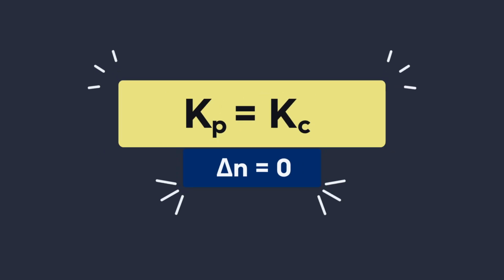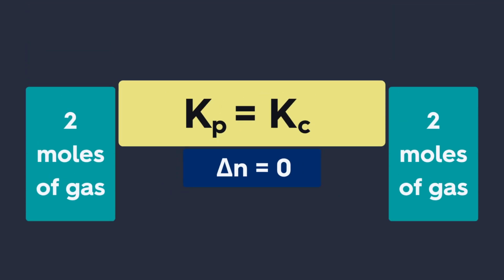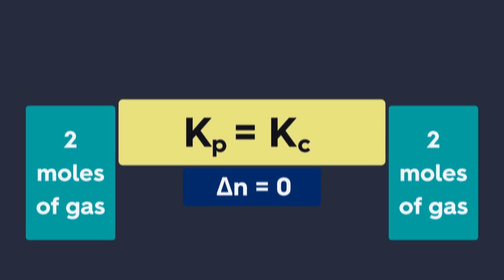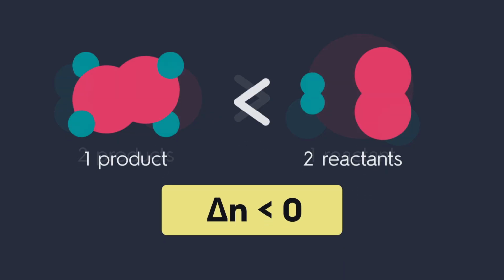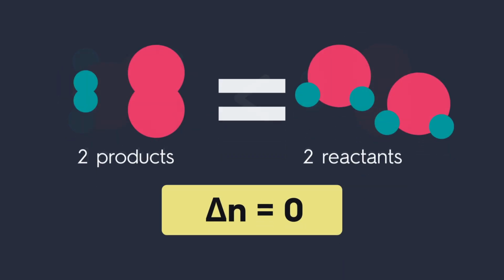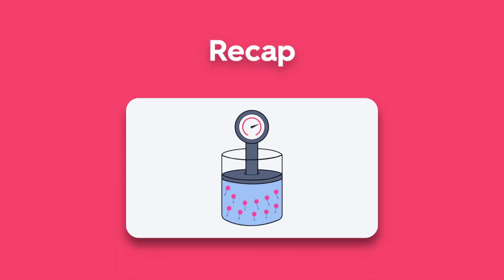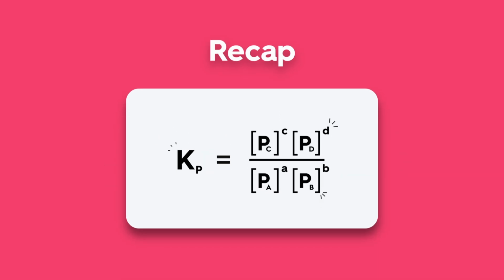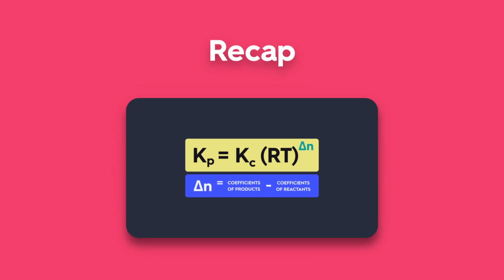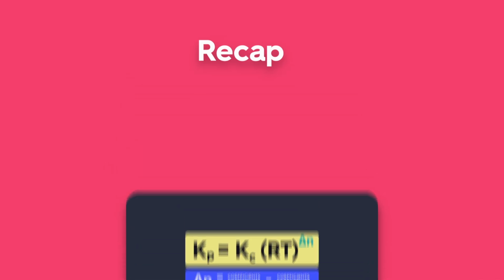But if the number of gas moles stays the same, delta N is 0. So K sub P equals K sub C. This detail often causes mistakes, but spotting delta N makes it much easier to know what's happening. To recap, gaseous equilibria use partial pressures. K sub P is written just like K sub C, and the two constants are connected through delta N.